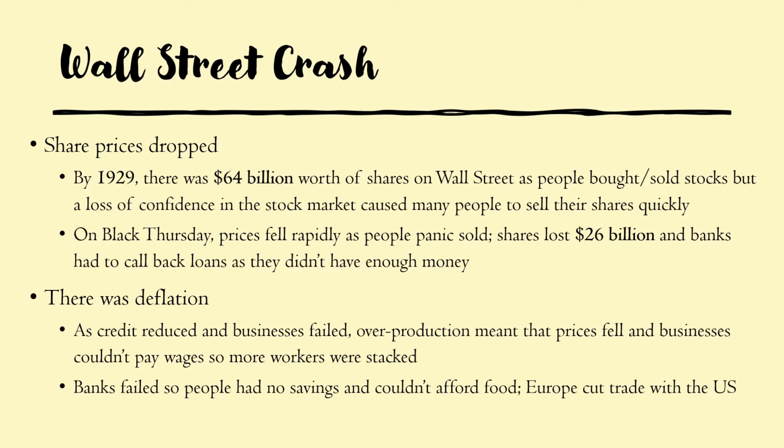The second feature is that there was deflation. So credit reduced and businesses failed. Overproduction as well from farming meant that prices fell, and businesses just now didn't have enough money. They couldn't pay wages for their workers, so they had to sack workers. And banks failed as well. People had no savings, they couldn't afford food, and Europe cut trade with the US in order to minimise the effect of the Wall Street crash on them.